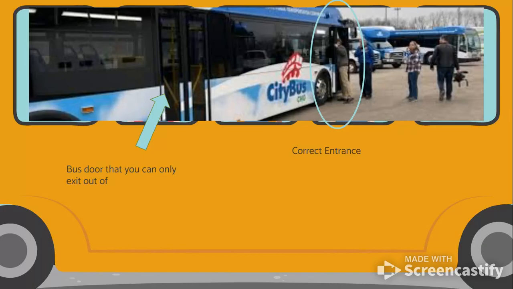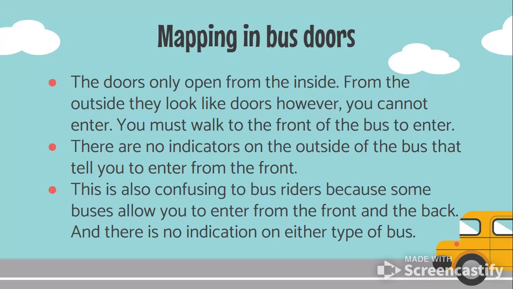The bus has an exit that you can only exit out of, and then there's also a correct entrance. At the front of the bus, there's the correct entrance, and at the back of the bus, there are doors that you can only exit out of. Mapping in bus doors: the doors only open from the inside on the back of the bus. From the outside, they look like doors. However, you cannot enter. You must walk to the front of the bus to enter.